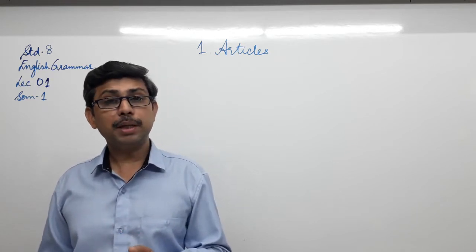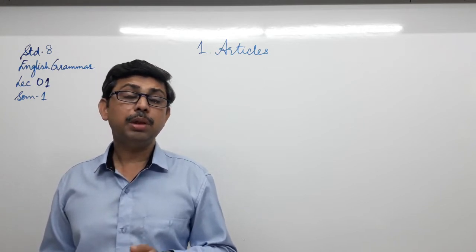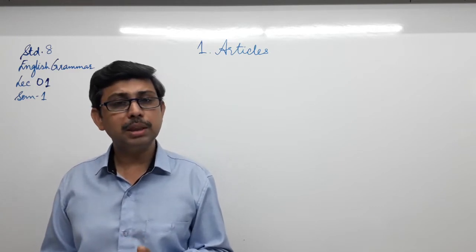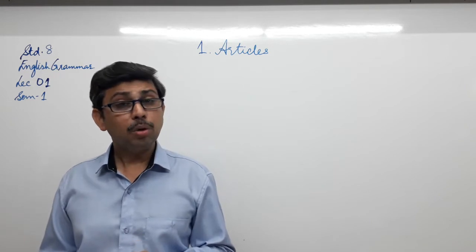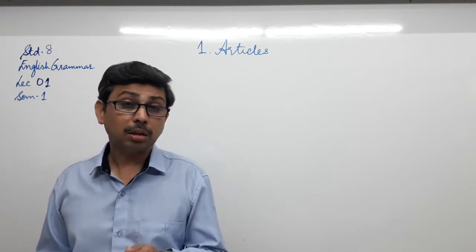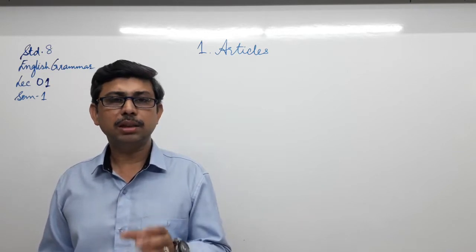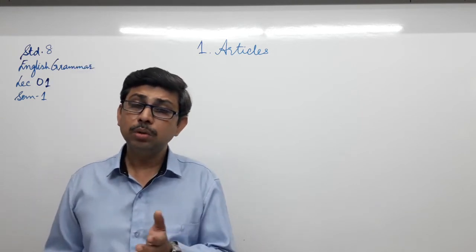But when you want to use a singular countable noun beginning with a vowel or a vowel sound, usually we make use of the article an. But when you want to show or point out something in particular, we leave aside a and an and we make use of the article the. This is the general understanding that you have acquired in the lower grade, standard 1 to 7.